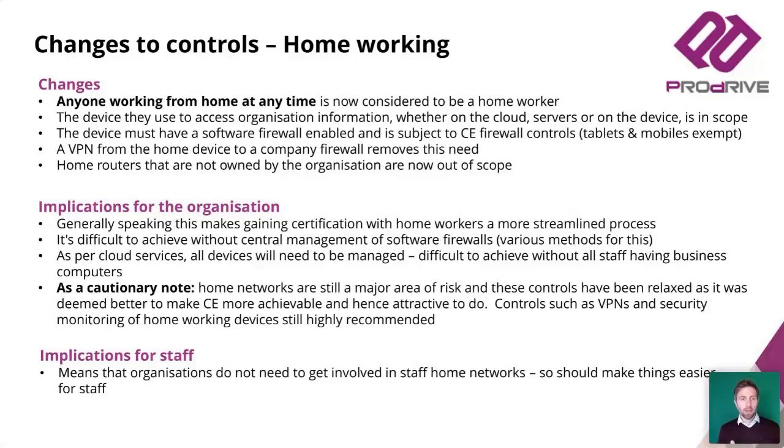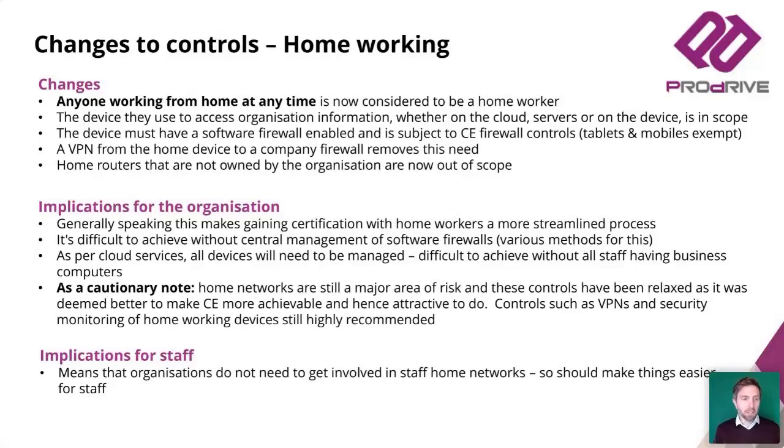You can run a VPN from your home device, or the device you're using to work from home, I should say, to a company firewall. That removes the need for a software firewall. And here's the really important part, and I think a lot of organisations will be quite relieved at this one. Home routers that are not owned by the organisation, so basically your internet provider's router that's usually installed in most people's homes, are now out of scope. They used to be in scope, which was a really tricky control to deal with. They're now out of scope.